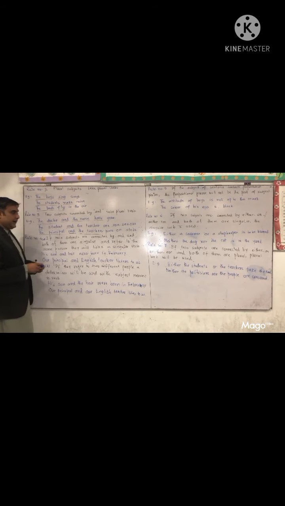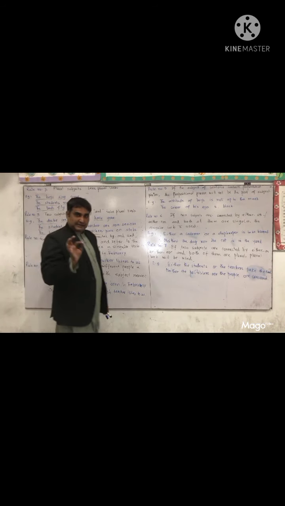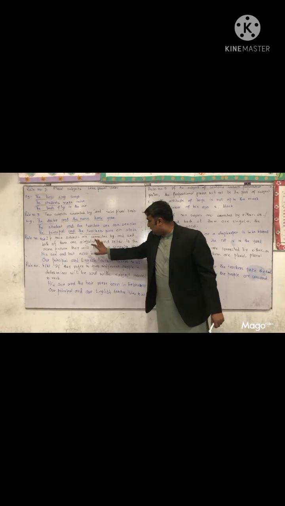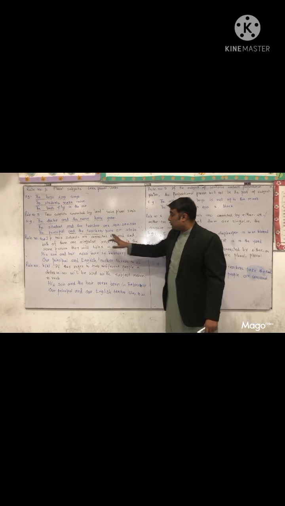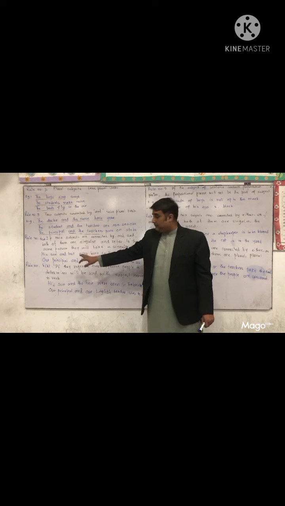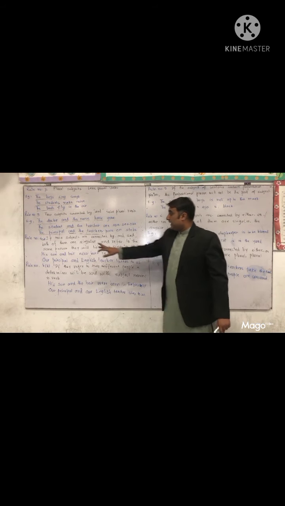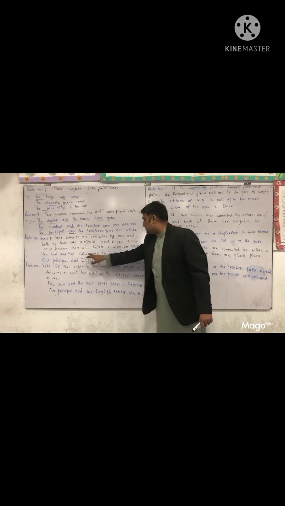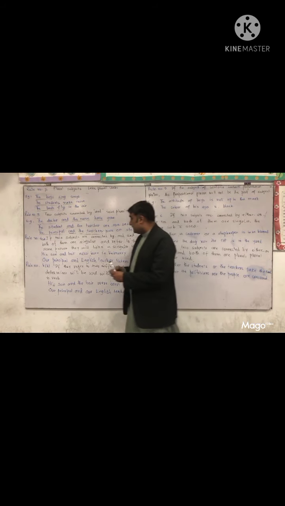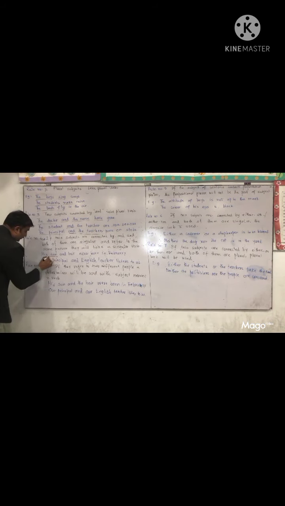Now rule number 4 has two parts, 4a and 4b. When two subjects are connected by 'and', both of them are singular, and they refer to the same person or the same thing, there we take a singular verb. 'His son and I was born in February.' Here the son and the I are both the same person.